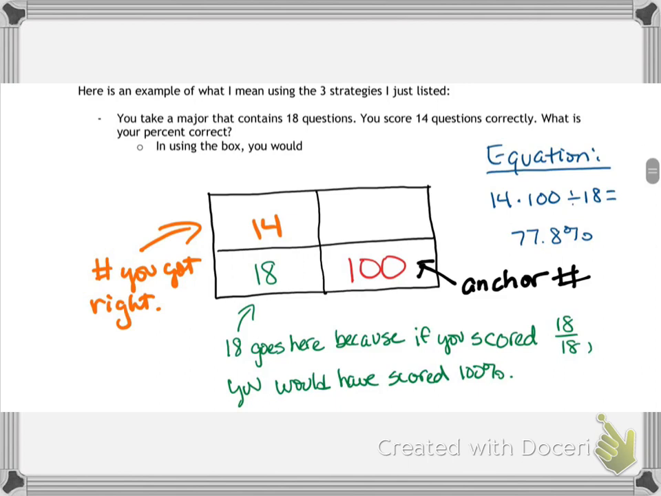And remember that our relationships are always vertical. You put an 18 in this box because if you had gotten 18 out of 18 right, you would have gotten 100%. The actual number that you got right, which in this example is 14, goes above the 18. And then you cross multiply and divide. 14 times 100, and then whatever that answer is divided by 18. In this instance, your percent grade would be 77.8 or 78%.